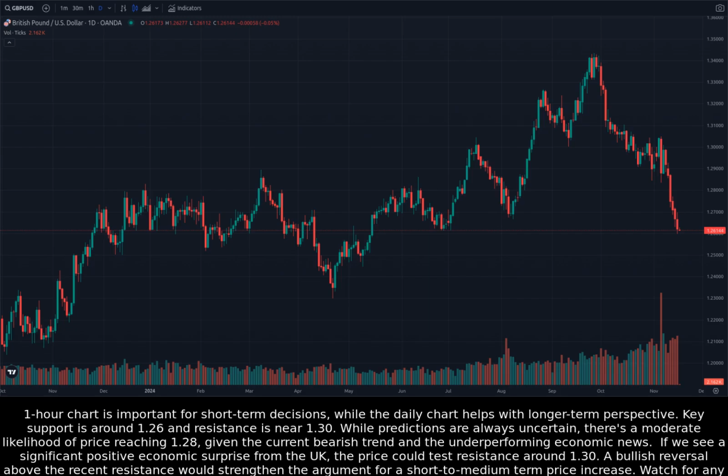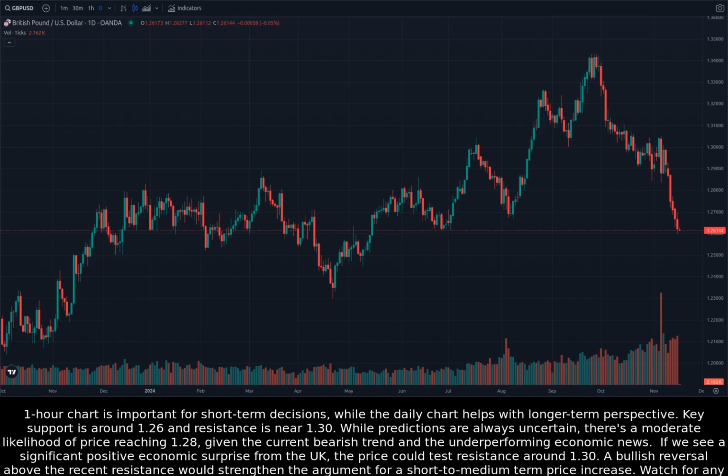In summary, we've analyzed the GBPUSD's recent price behavior and its possible relation to current events. The 1-hour chart is important for short-term decisions, while the daily chart helps with longer-term perspective. Key support is around 1.26 and resistance is near 1.30.